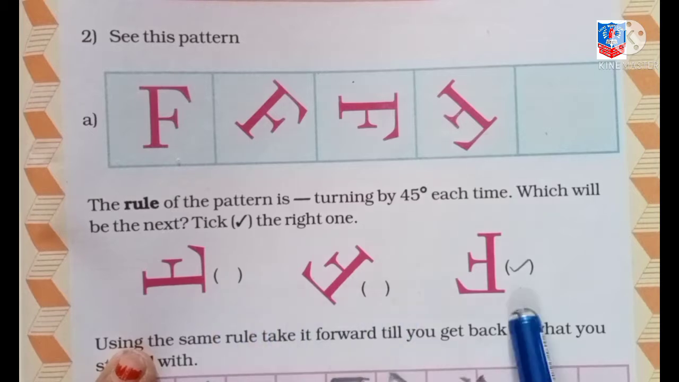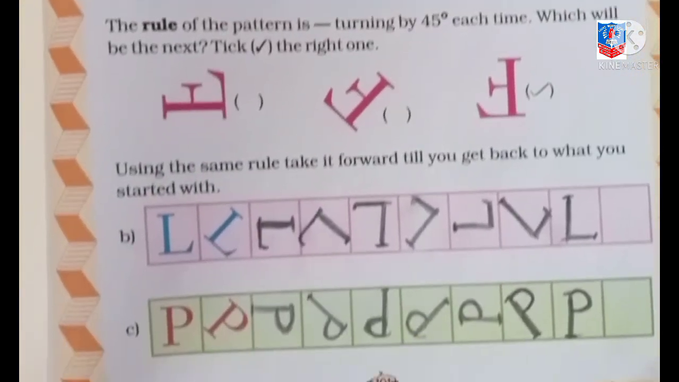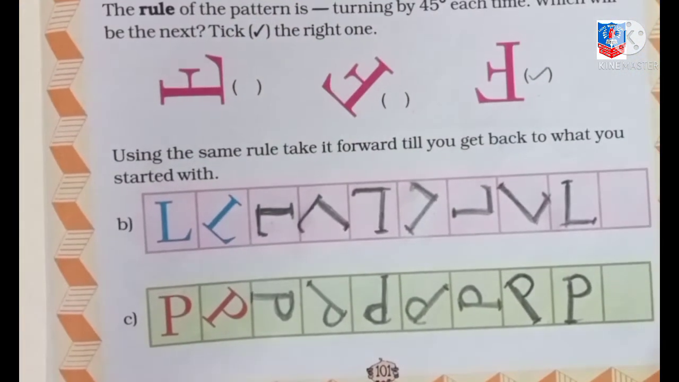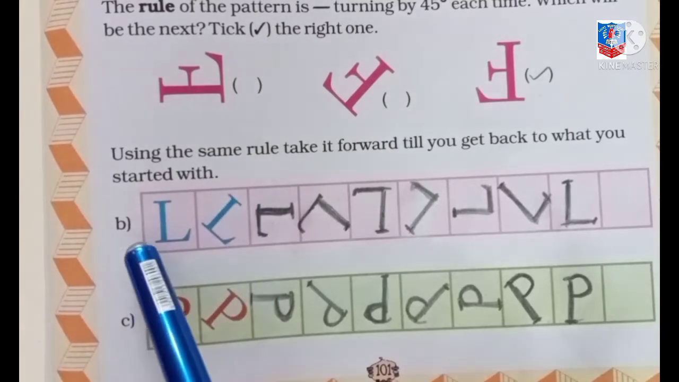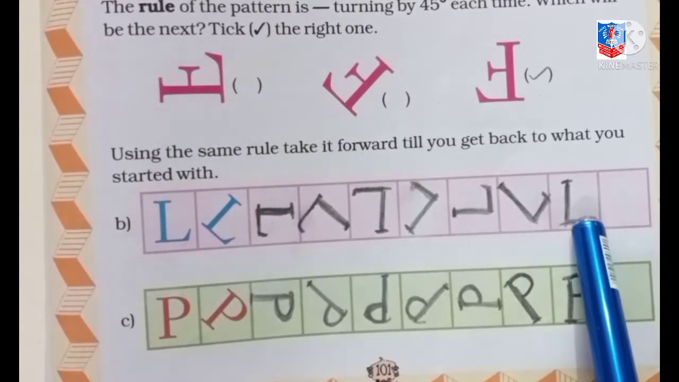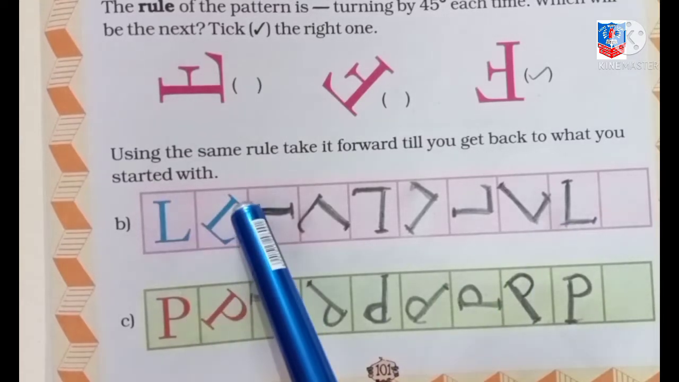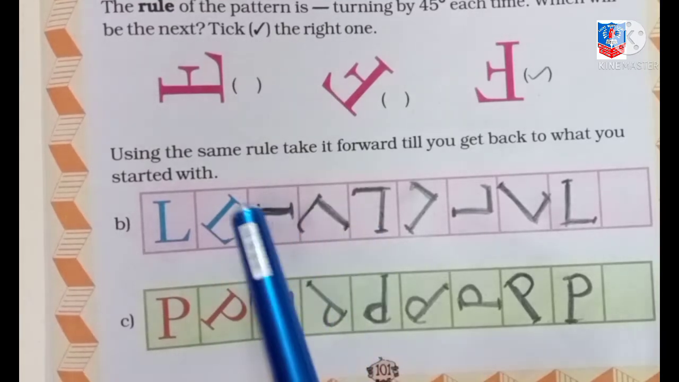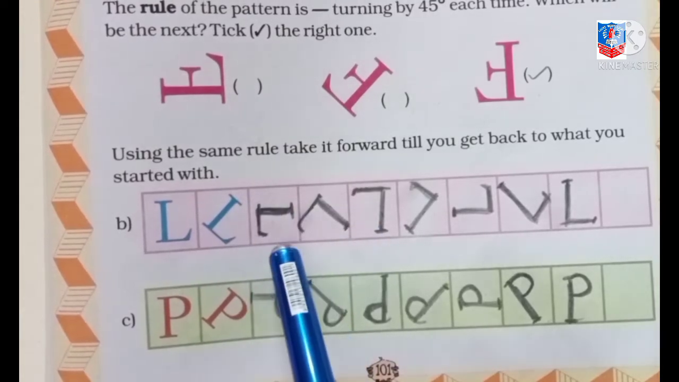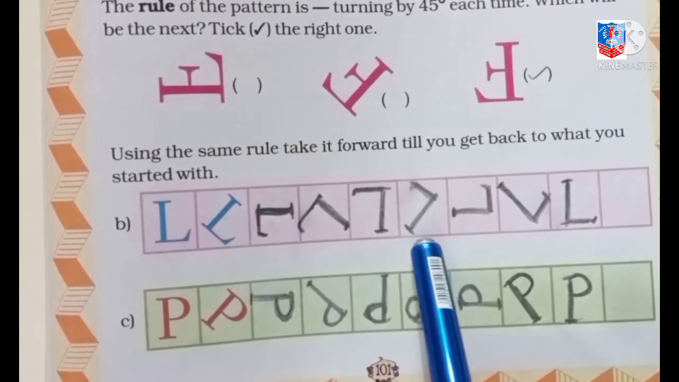See here, 3 options are given. So this will come here. Understood? Now next. Now using the same rule, take it forward till you get to what you started with. That means the 45 degree rule you have to take. L. Now see, at 45 degrees we rotated. It looks the same. Then again 45 degrees. This will come here. See here. Then 45 degrees, then 45 degrees. See here.